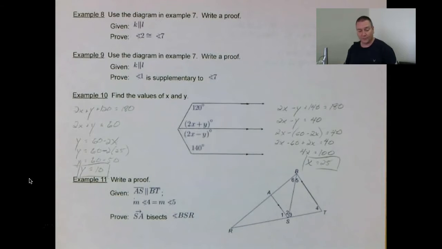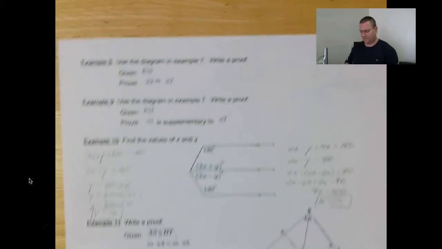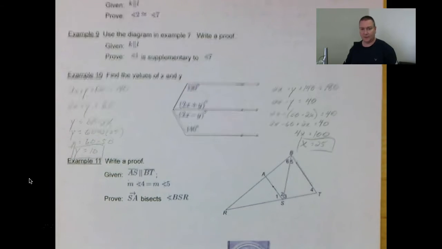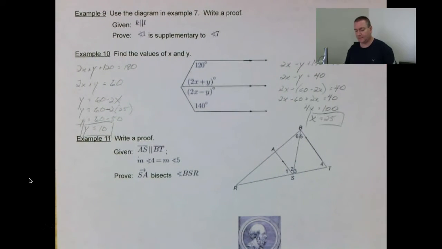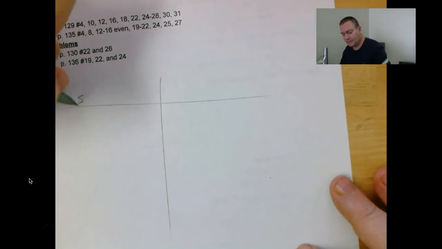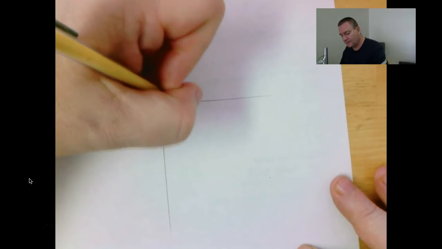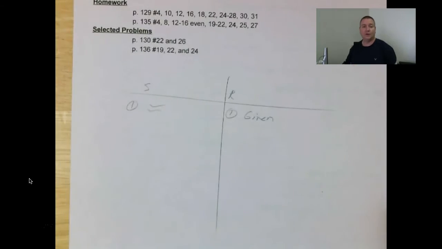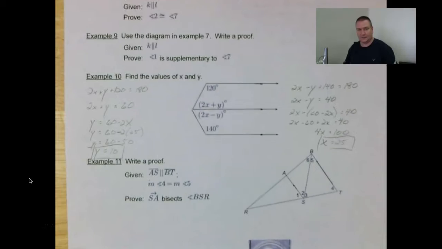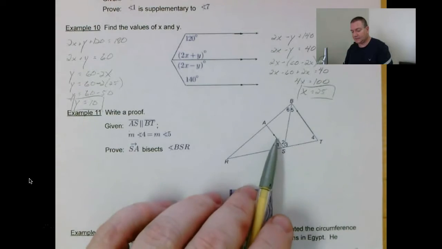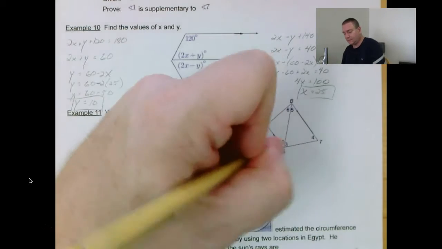Example 11, we're writing a proof. Can I fit it? I'm going to have to fit it on the back side here. So I'm going to be bouncing back and forth between the diagram and the proof, flipping over back and forth here and there. So we set up our columns here. Statements. Reasons. 1. Squiggly, squiggly. 1. Given. And again, I can do that. Let's go back to the proof. Segment AS is parallel to segment BT. I've put the arrows in here for you.